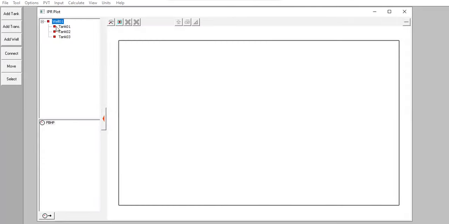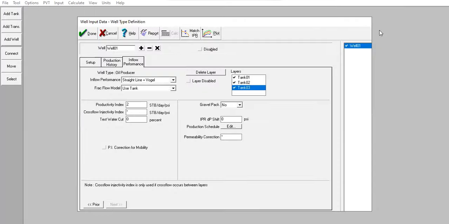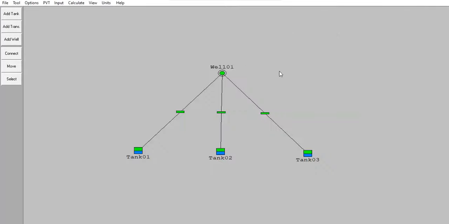We cannot create the plot because we don't know the pressure distribution, pressure profile in each tank, because we haven't run the production allocation. So actually we cannot construct the IPR first. Instead of creating the IPR now, we can click done.